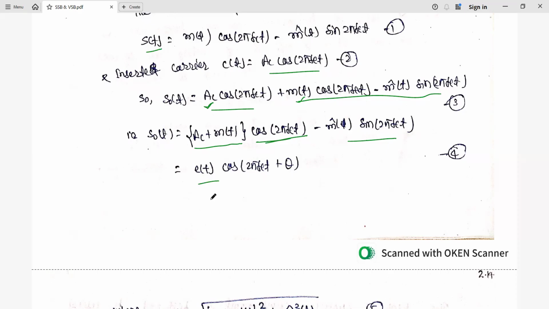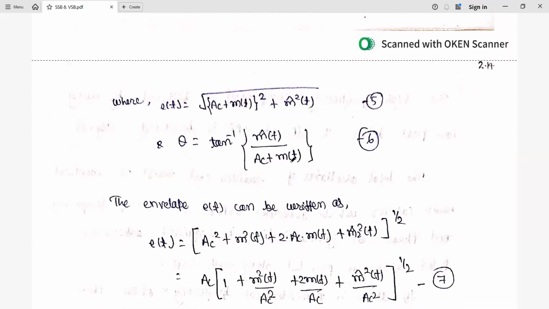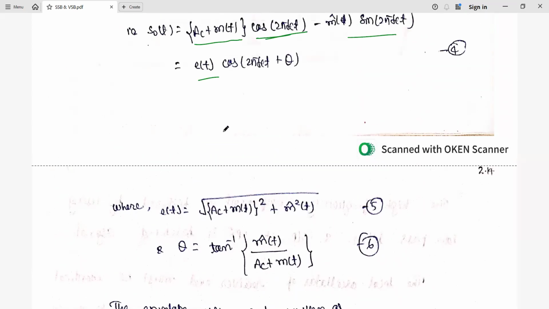So now we are going to see what the value of E of t is and how we can obtain it with the help of the envelope. So E of t is root under AC plus m of t whole square plus m cap of t square. So this is the expression.